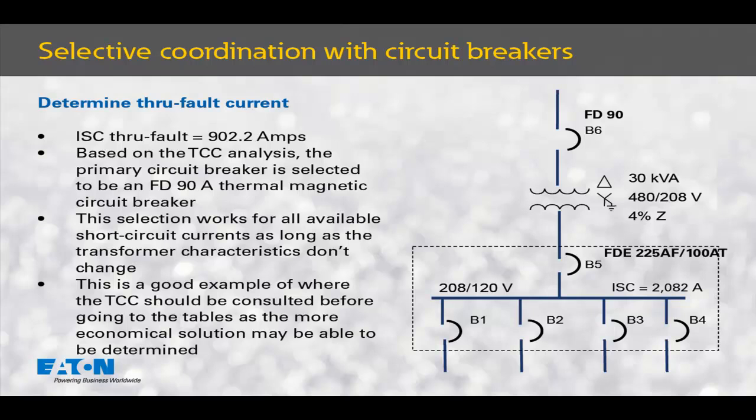What we learned here is that we should consider the time current characteristic curves with an understanding of the short circuit currents before going to the tables. The smaller and faster that the line side circuit breaker B6 is, the better position we'll be in when we focus on selectively coordinating the devices up through to the utility.